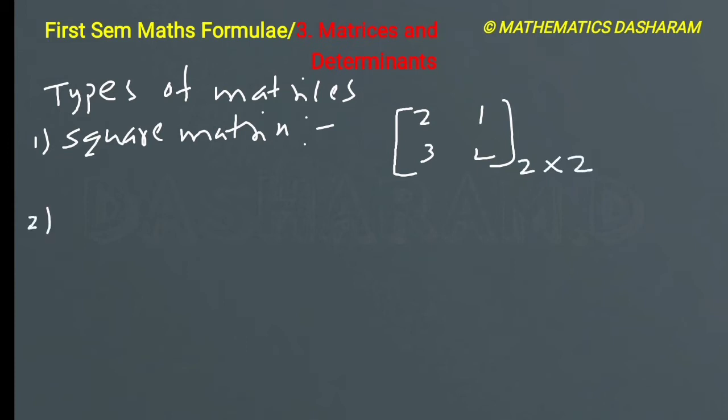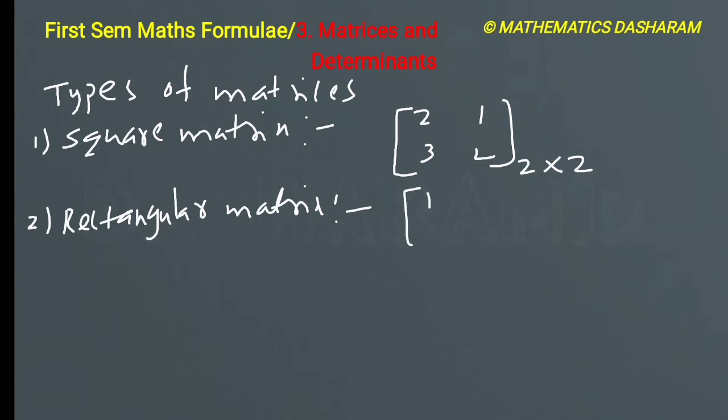Second one is rectangular matrix. In a matrix, if the number of rows and number of columns are different, it is called a rectangular matrix. In this, number of rows is 2 and number of columns is 3. So the number of rows and columns are different, so it is called a rectangular matrix.